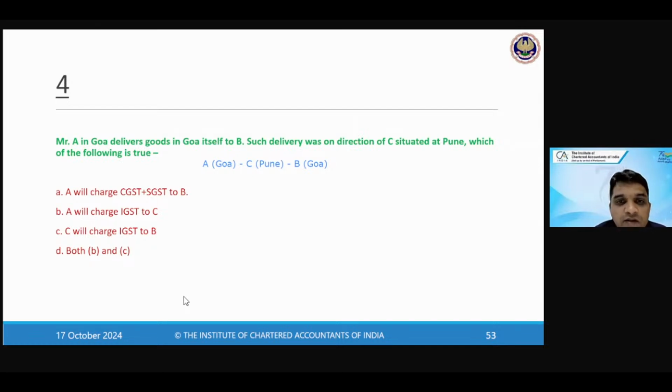Correct? So I'm doing this at the direction of C. So A will bill to C. Now Goa and Pune are in different states, so I will bill IGST. Correct? Once I bill an IGST, then C will charge again IGST to B, because this is interstate and this is also interstate. So A will charge to C, which is IGST, and C will charge to B again IGST. So the answer is both B and C. Clear?